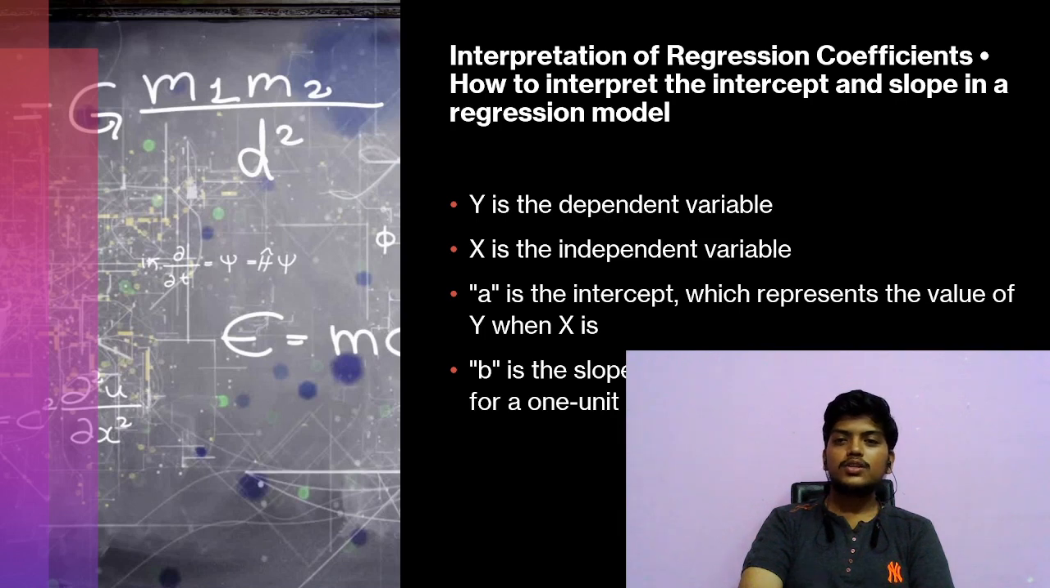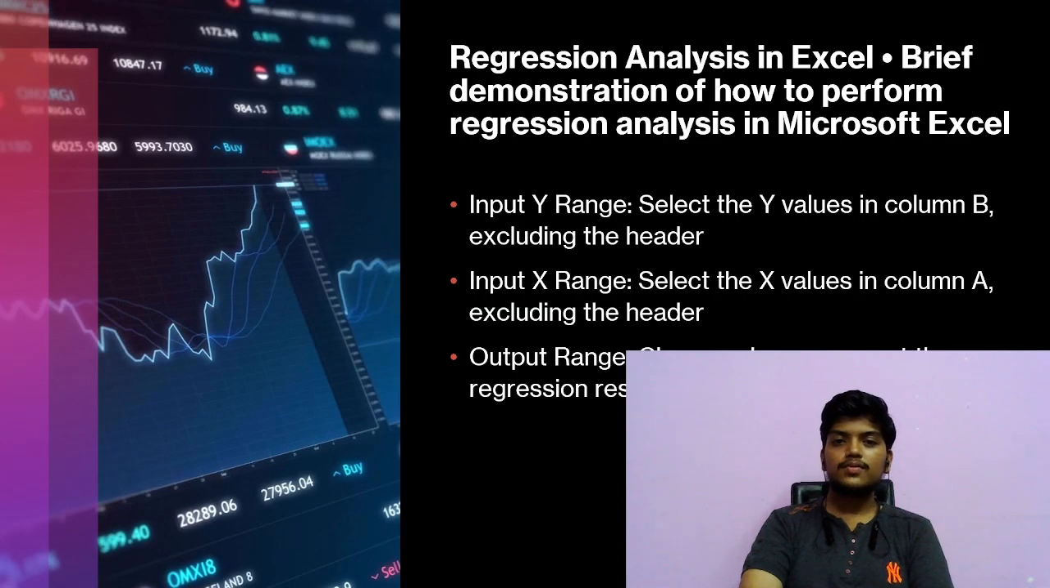Later, interpretation of regression coefficients. Y is the dependent variable, X is the independent variable. A is the intercept, which represents the value of Y when X is zero. B is the slope, which indicates the change in Y for a one-unit change in X.